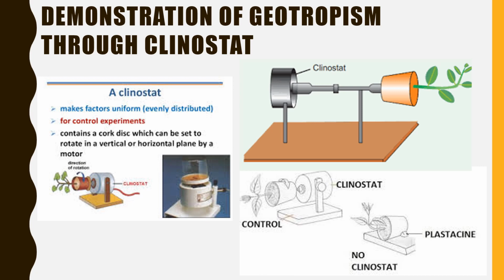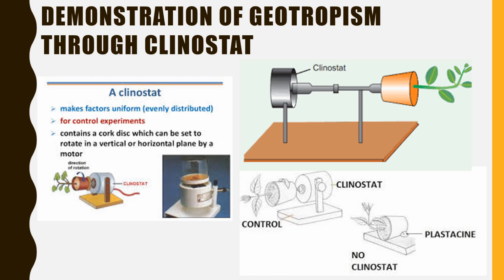We can demonstrate geotropism in plants through a clinostat. A clinostat is an instrument which is used for demonstration of geotropism. It can allow a potted plant to rotate at a slow speed. Two such instruments are taken which are fixed with potted plants horizontally. You can see in the picture, one is rotated and the other is not rotated.